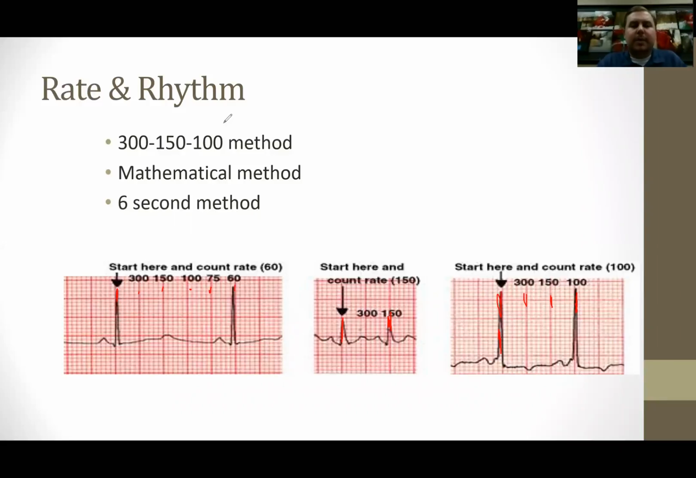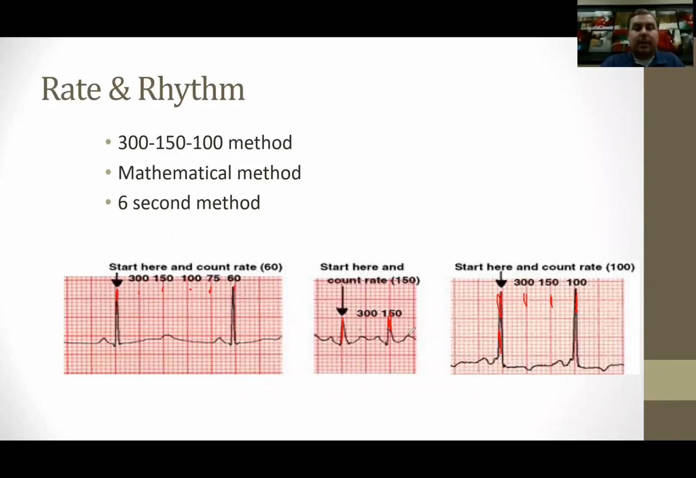The 300, 150, 100 method is great for our regular rhythms, but you could imagine that once it starts getting irregular, so like an atrial fibrillation, you're going to have varying rates. So it gets a little bit less accurate and harder to determine. Honestly, I just still use it.